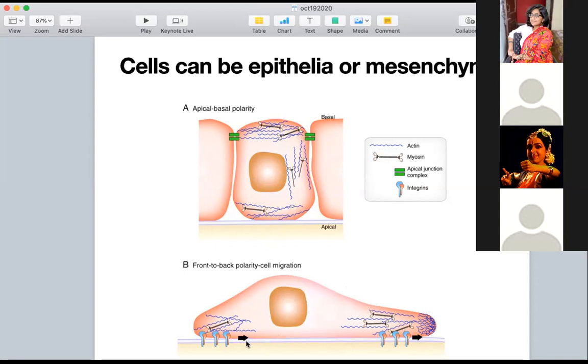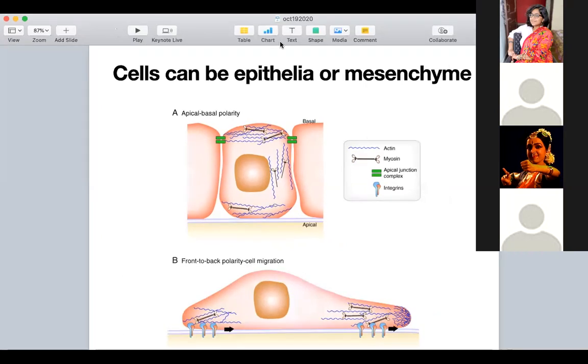Okay, we'll go into more detail about epithelial cells and mesenchymal cells in subsequent slides. Okay. Now I just need to be able to change the slide.